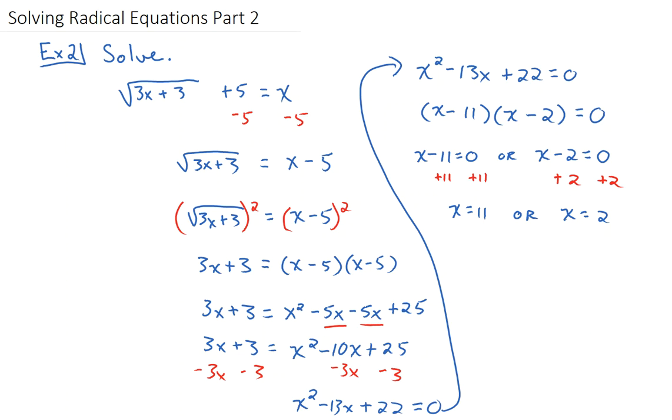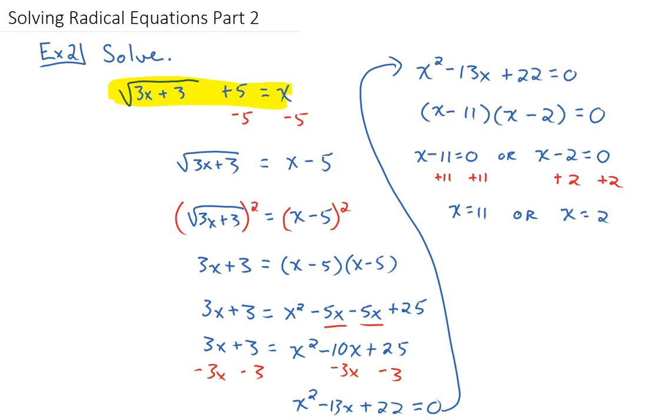Again, this is a radical equation, so we have to go back and check those solutions in our original equation, and we have to check them each independently. It could be possible that 11 is a solution and 2 is not, or vice versa, or they could both not be solutions, or they could both be solutions. So we have to check them each independently.